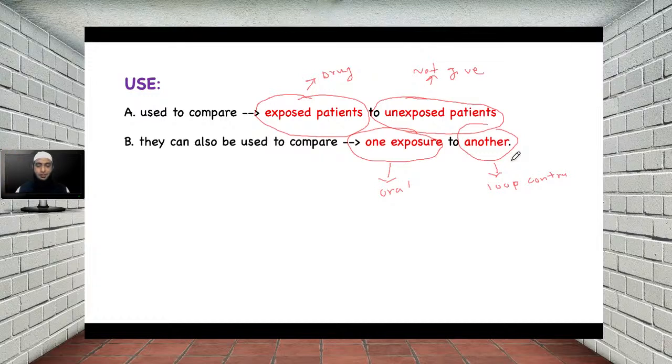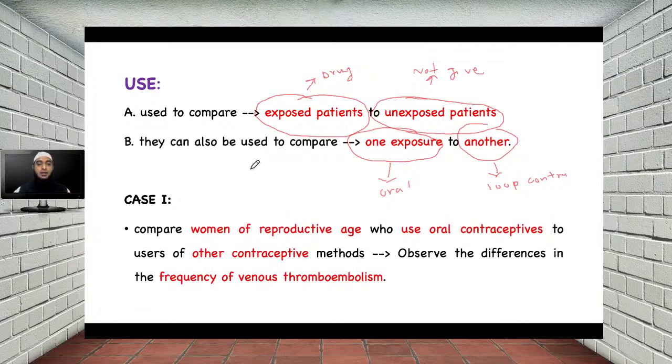So this is the benefit in the case of the cohort study, whereas that is not the case in the case control study. Let's see one example, by which I will try to make you understand the meaning of the cohort study. Here we are comparing women of reproductive age who use oral contraceptives to users of other contraceptive methods. It is related to the second use, where we compare one exposure to another exposure.